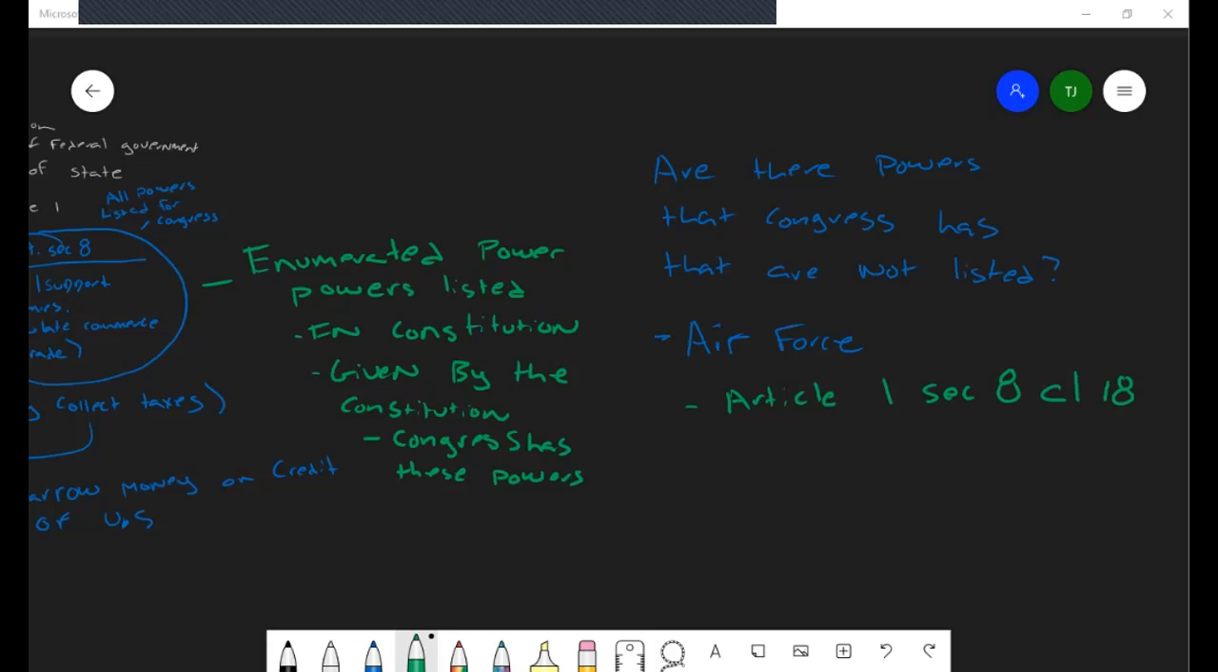I'll go ahead and read it for you guys. It is to make all laws which shall be necessary and proper for carrying into execution the foregoing powers and all other powers vested by this Constitution in the government of the United States or in any department or officer thereof.